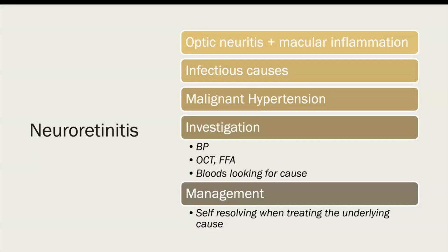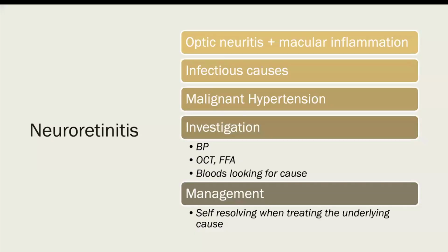But importantly, it's very good to remember that neuroretinitis can be caused by malignant hypertension, which can be life-threatening in the acute setting. So it's always important when it comes to investigating neuroretinitis, you're doing a blood pressure. You're also going to do an OCT, an FFA. You're going to send off some bloods, maybe some serology to look for infective causes. But do remember to check the patient's blood pressure because that could be what you're looking at.